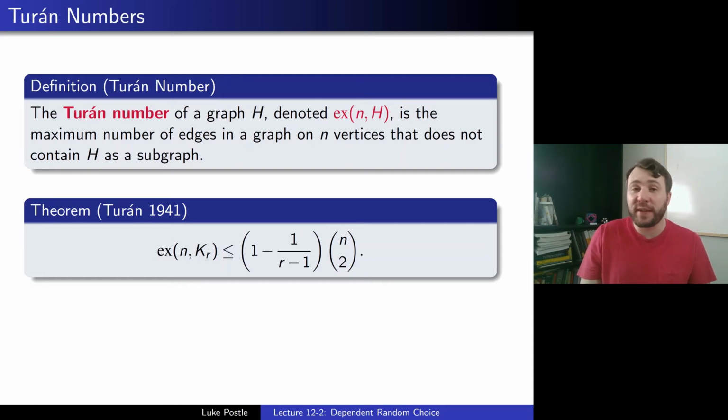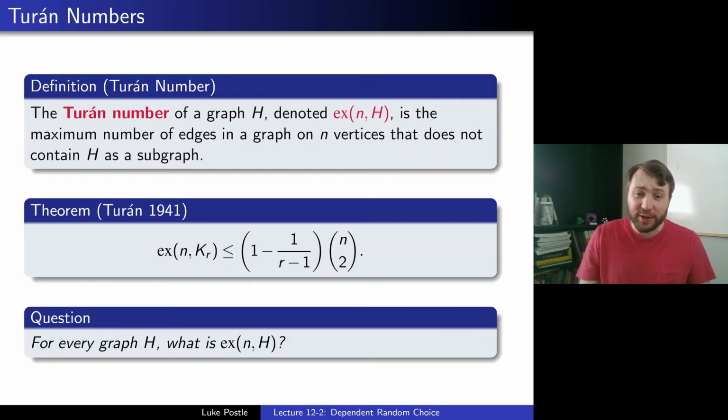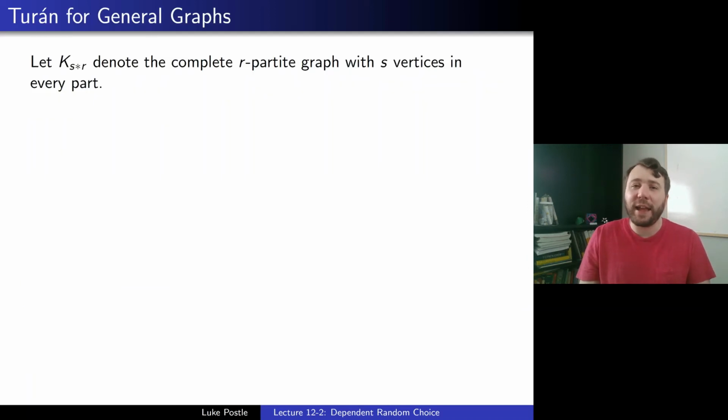We won't prove this. I proved it before in one of my other classes, so you can check that out in the description below. But this gives us an upper bound, so we're not going to care about the extremal graphs, but we know the Turán numbers of the complete graphs. And then the big question is, for every graph H, what is the Turán number of H? So what about for other graphs, not complete graphs? Well, let K_r(s) denote the complete r-partite graph with s vertices in every part.